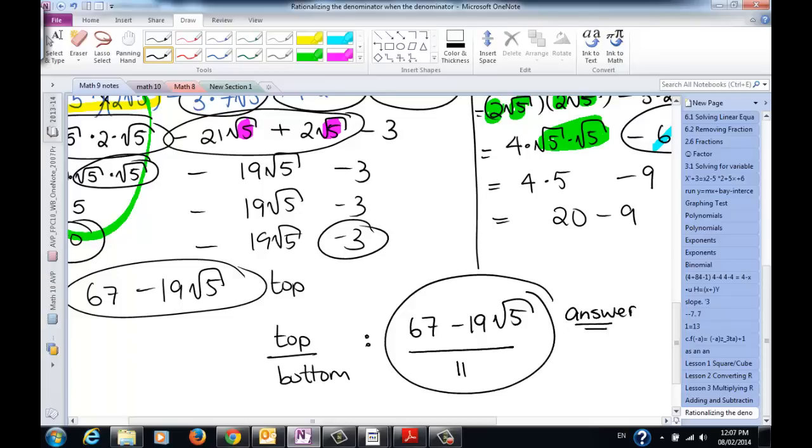So these feel a little bit crazy, but if you just do the top piece slowly and the bottom piece slowly, you'll get the right answer. Make sure that you're always multiplying the top and the bottom by the difference of squares in regards to the denominator, and you'll get the answer. And that's it.